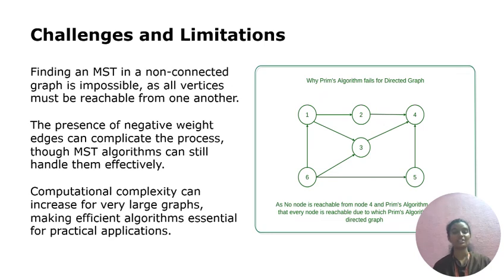The challenges and limitations. Finding a minimal spanning tree in a non-connected graph is impossible, as all the vertices must be reachable from one another. The presence of negative weight edges can complicate the process, though minimal spanning tree algorithms can still handle them effectively. Computational complexity can increase for very large graphs, making efficient algorithms essential for practical applications.